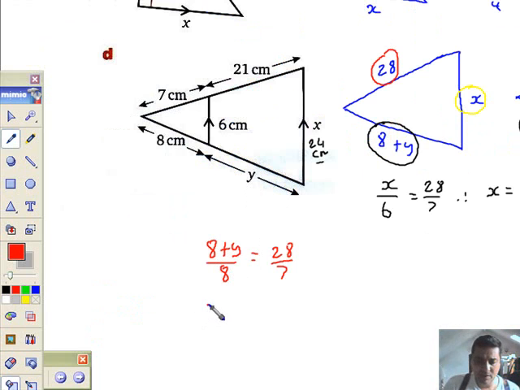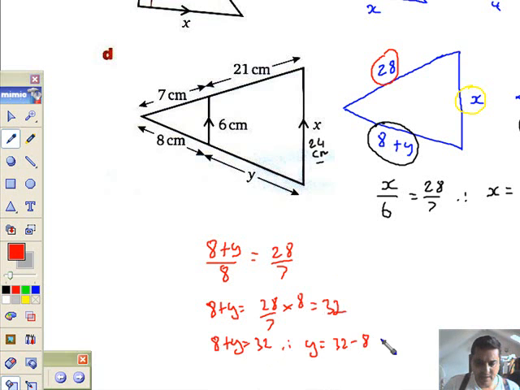Again, take the 8 over and multiply, so 8 plus y equals 28 over 7, which is already there, multiplied by the 8. We'll get an answer quickly. So 28 divided by 7, multiply that by 8, gives us 32. So essentially I've got 8 plus y is 32. Therefore y is going to be 32 take away the 8. That will give us an answer, won't it? We've got 24. So y is 24. There you go. And not to be confused with the 24 there, it's just coincidental. There you go, that's it.